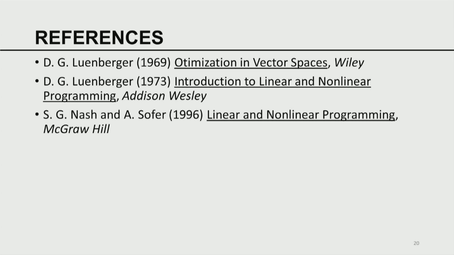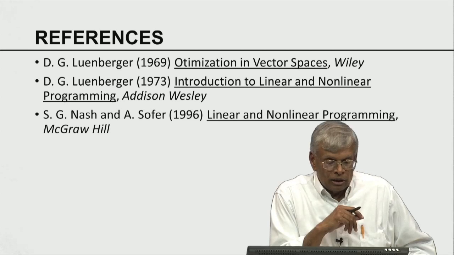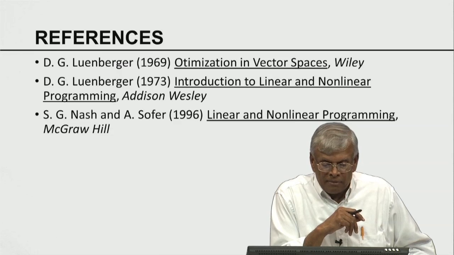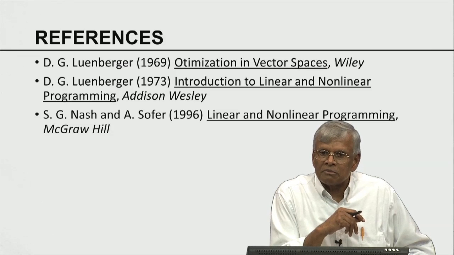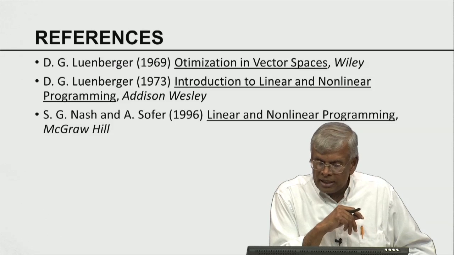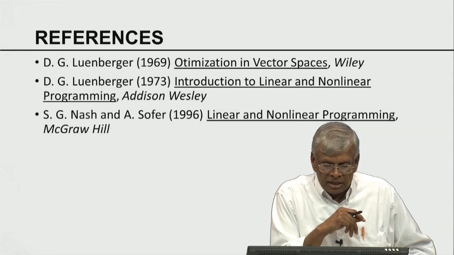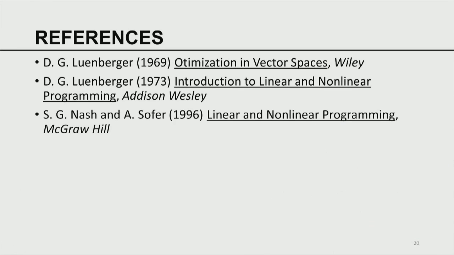Some of the standard textbooks on optimization, these are my favorite textbooks. I have copies of these in my personal library. Luenberger, Optimization by Vector Space Methods, 1969, is a classic book. Luenberger, Introduction to Linear and Nonlinear Programming, 1973, is another classic book on constrained minimization. Nash and Sofer, Linear and Nonlinear Programming, published in 1996, is again another classic. All these books are very similar. You can read these books along with the notes to expand on the proofs and gain deeper understanding.